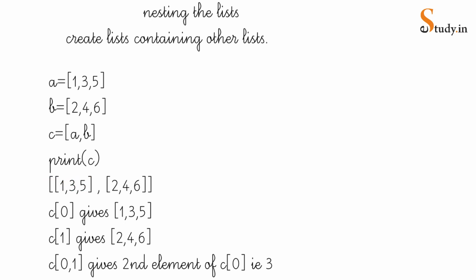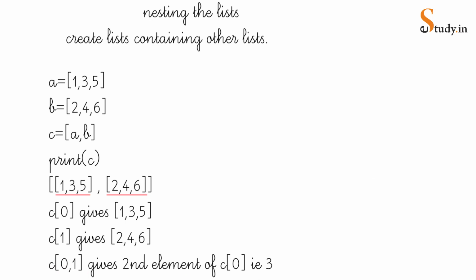So C0 would refer to this entire list, and this is C1, the entire second list. C0 gives 1, 3, 5 and C1 gives 2, 4, 6. Now let's suppose we want this element 3. We don't want the entire list, we just want this element 3. So we know that this is C0, and this is which element of C0? This is 0, 1. That means the second element is index 1. So we will write C0, 1, which should give us the second element of C0, that is 3.